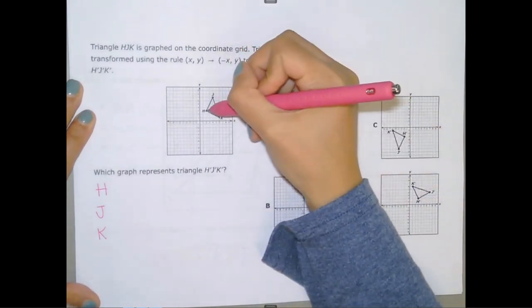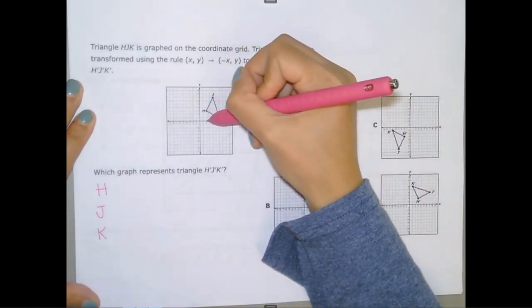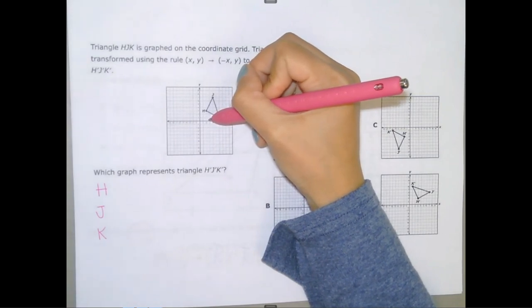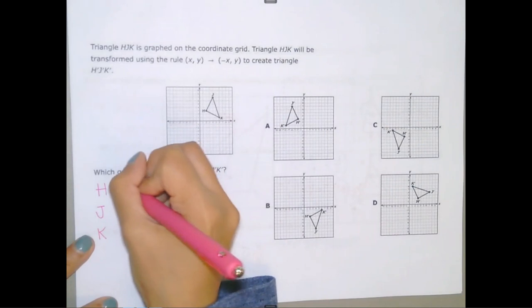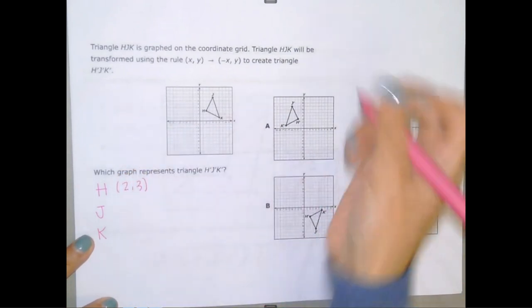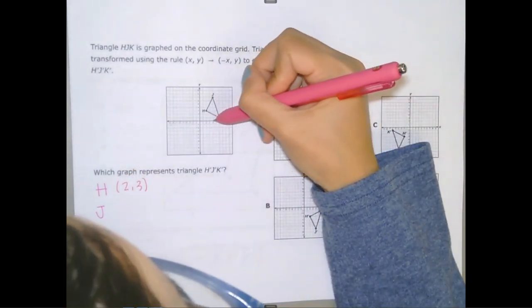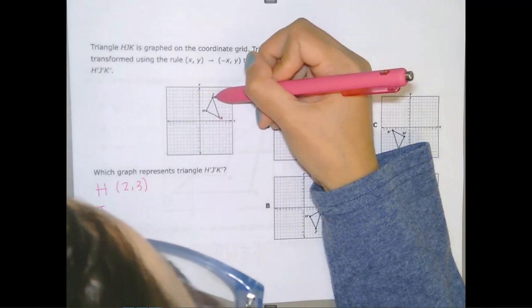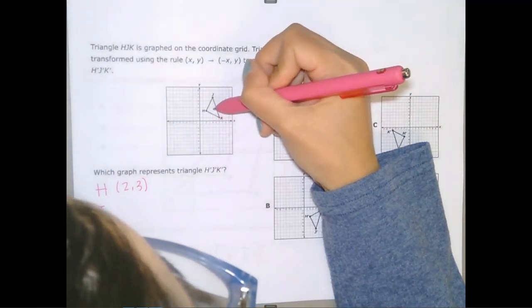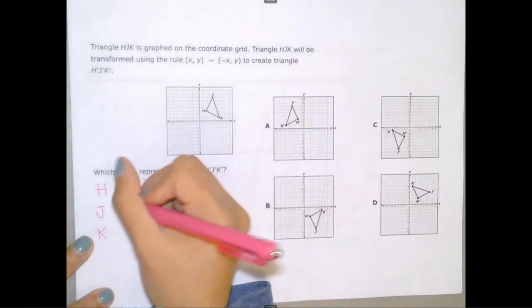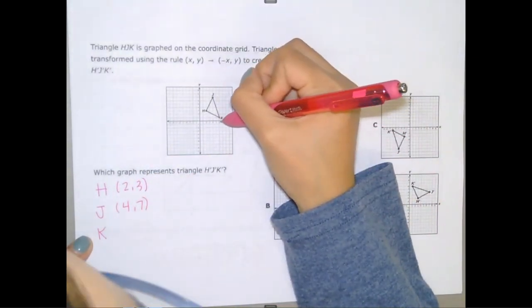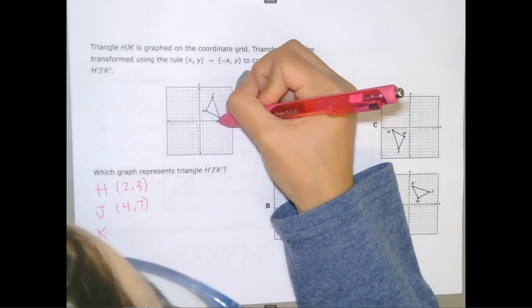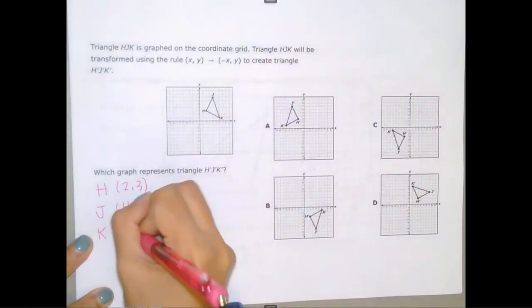So when I come over here and look, H is at 2, 3. J is at 4, 1, 2, 3, 4, 5, 6, 7. And K is at 1, 2, 3, 4, 5, 6, 1.